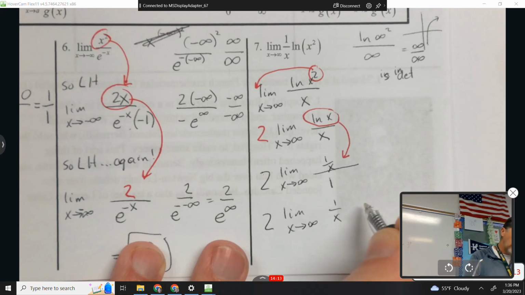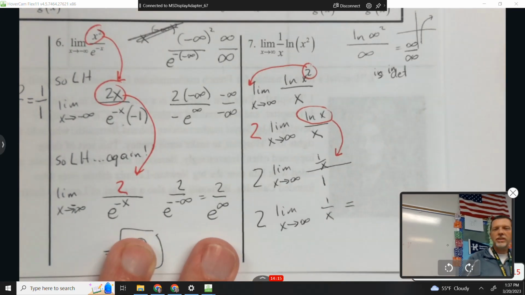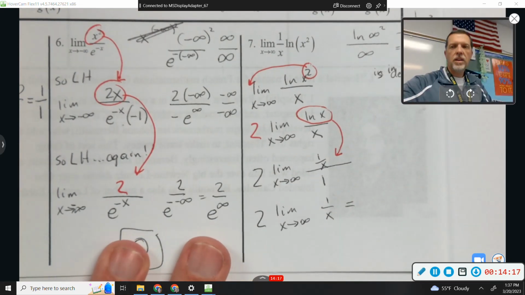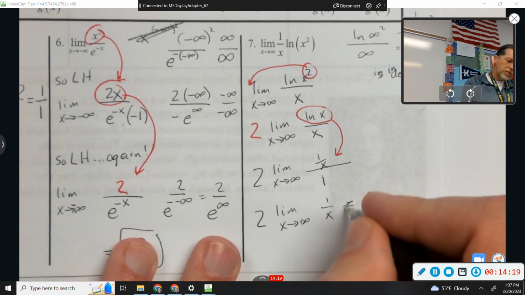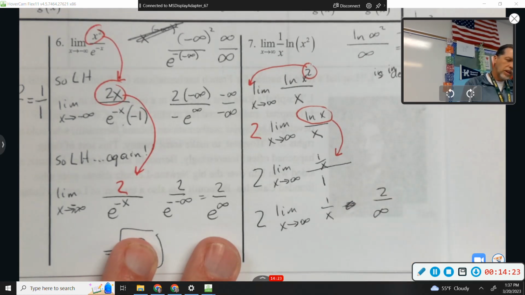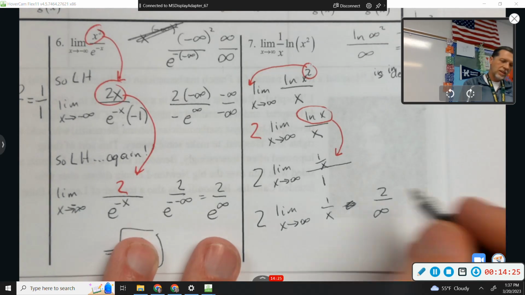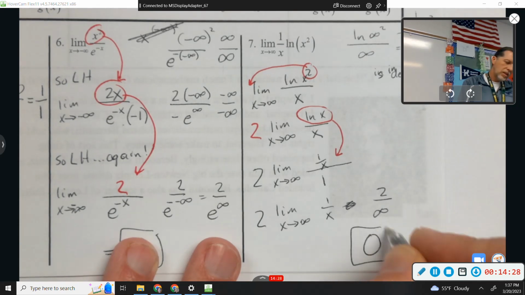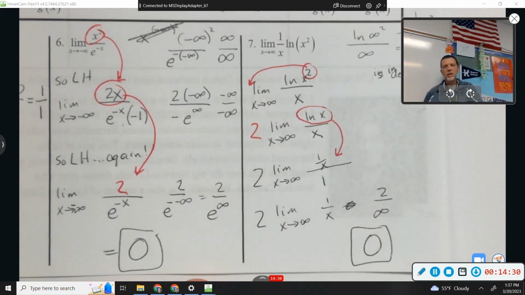The 2 in front of it won't really matter. Oops, I don't want to do equals. Oh, actually, I think equal would work on this one. 2 over infinity. 2 divided by a big number is a super small number. Itsy bitsy. That makes sense.